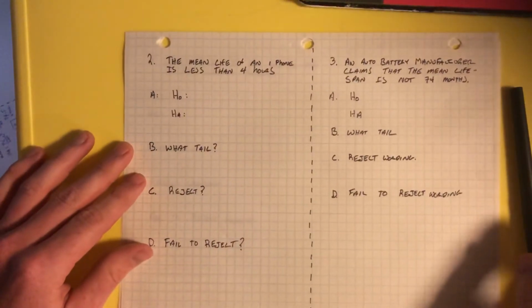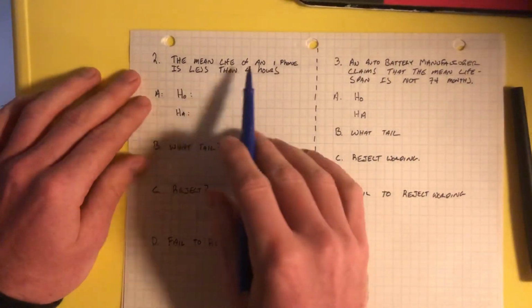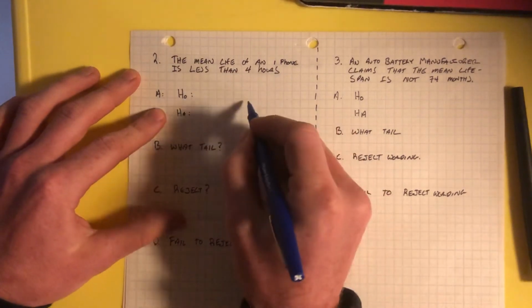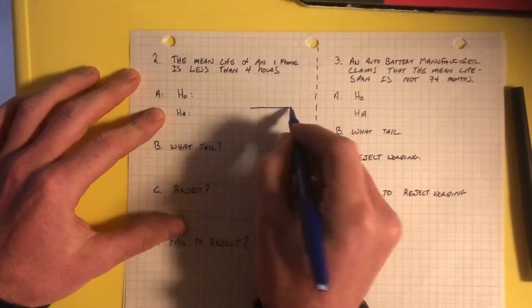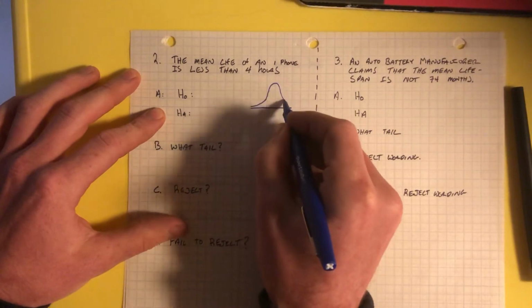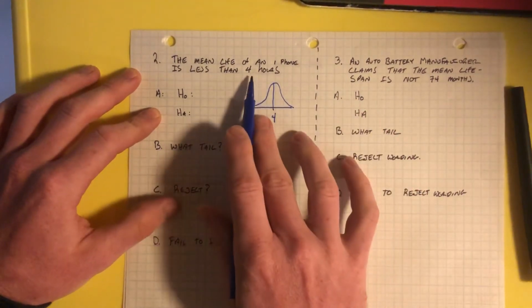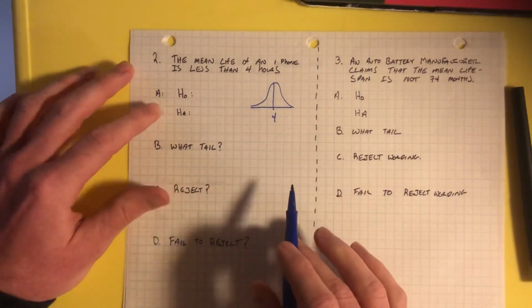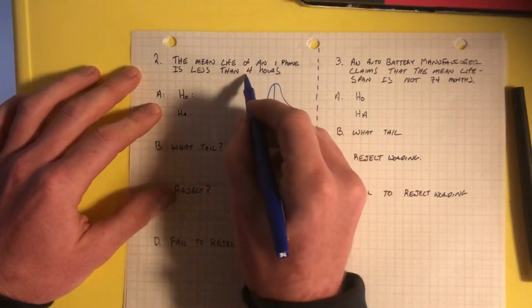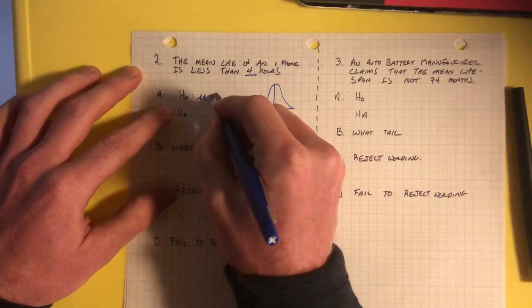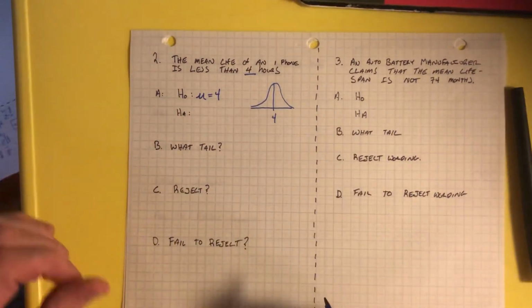Here's 2. Okay, the mean life of an iPhone is less than 4 hours. So what we need to do is we want to see if it's less than 4 hours. So we make our little curve here, a little visual, and 4 is going to go in the middle. Now from here you need to say, is it a proportion or is it a mean? So this is going to be a mean of 4 hours. So H0: mu equals 4.